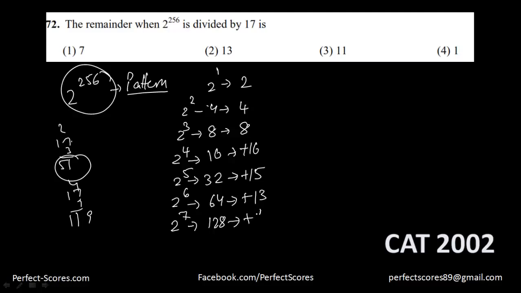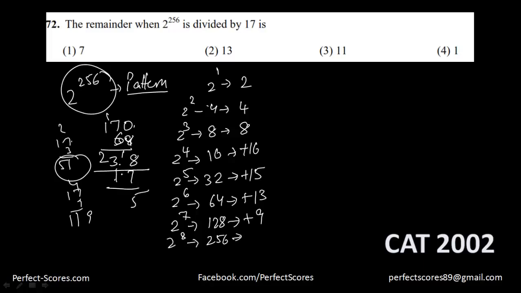2 to the power 8 divided by 17, which is 256, what will be the remainder? So what I have to do is 170 plus 68, that is 238, plus I'll add 17 more, that is 255. So the remainder is plus 1.